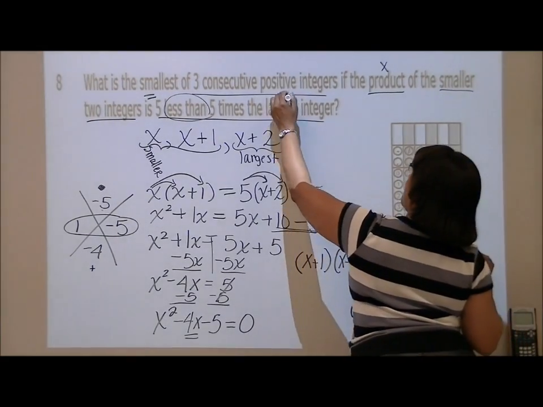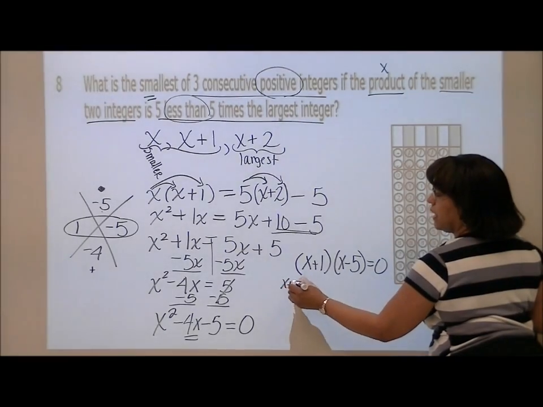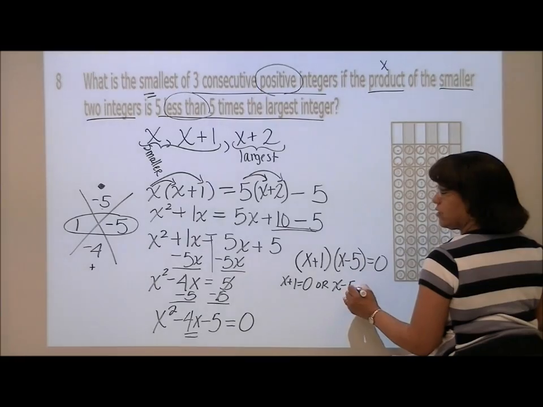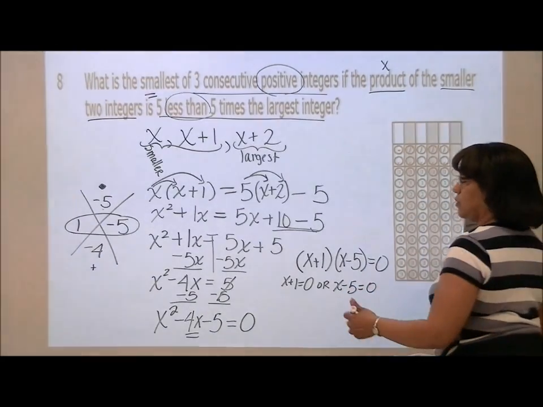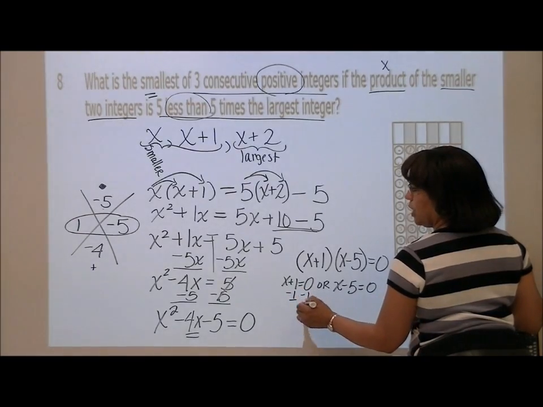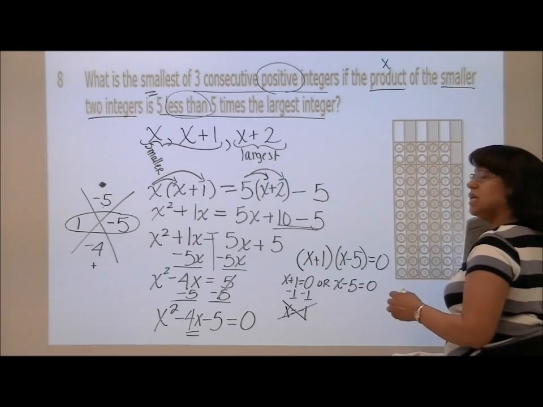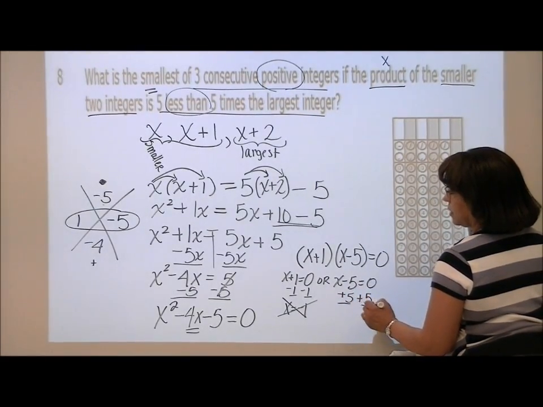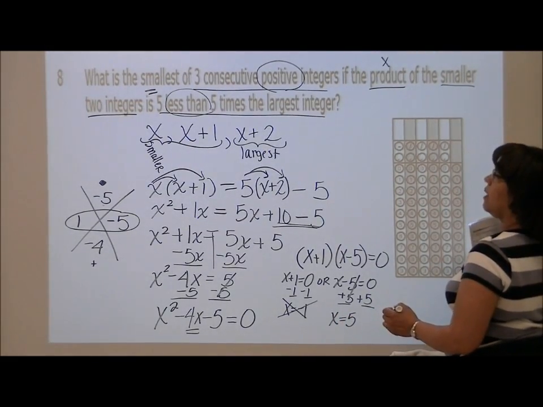Notice we want positive integers. So when we solve for x, remember how you can have either the first factor equal to 0 or the second factor equal to 0. The only solution that's going to work is the positive solution. So when we subtract 1 and we get x is equal to -1, that's not going to work because that is a negative number. But when we add 5 and we see x is equal to 5, that's going to be our smallest number.